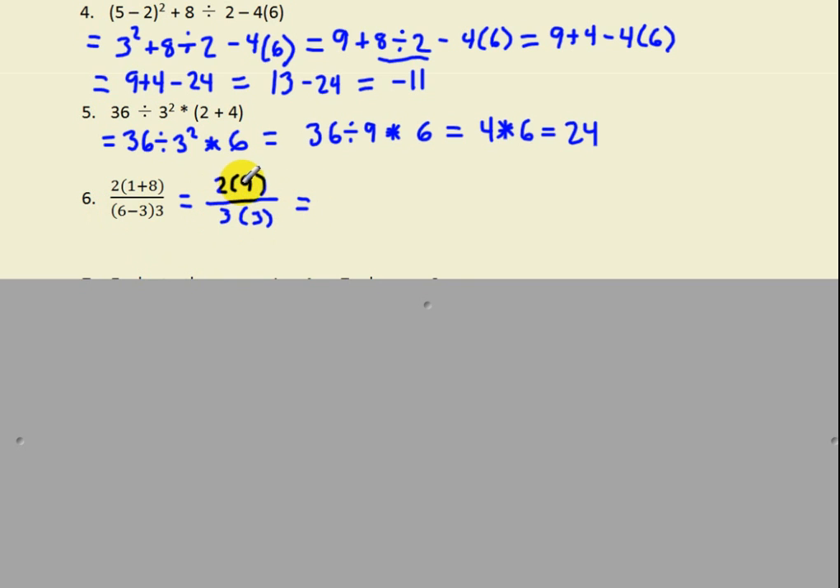So now in the numerator we have 2 times 9 is equal to 18. 3 times 3, that is a 3 by the way, 3 times 3 is equal to 9, and we get 18 divided by 9 is equal to 2.